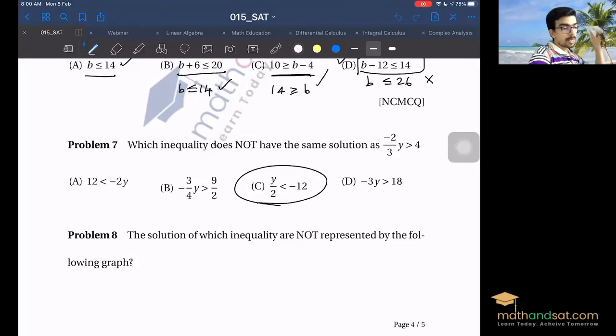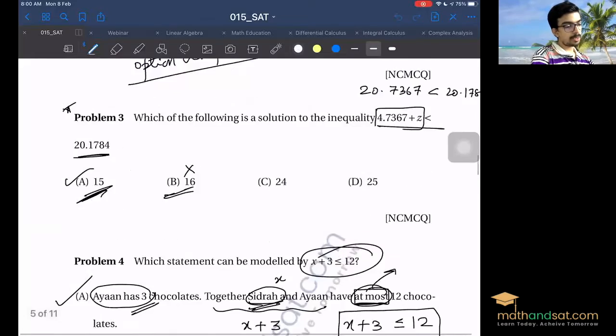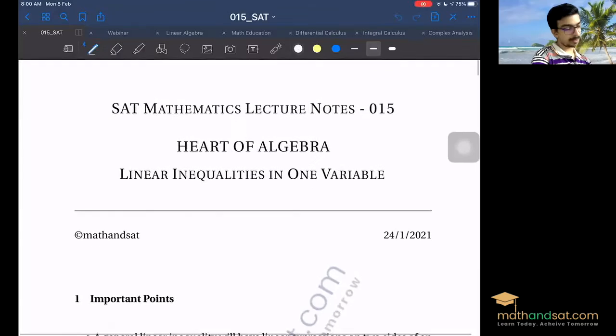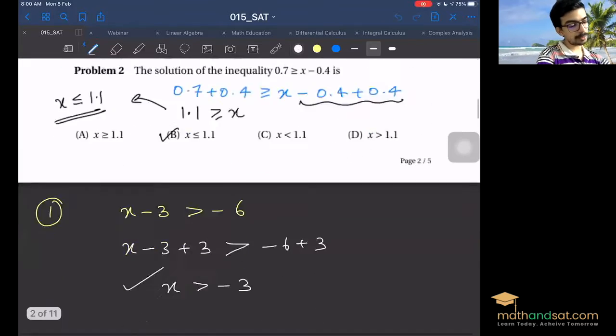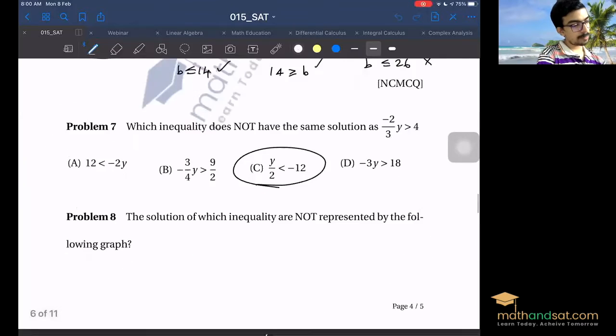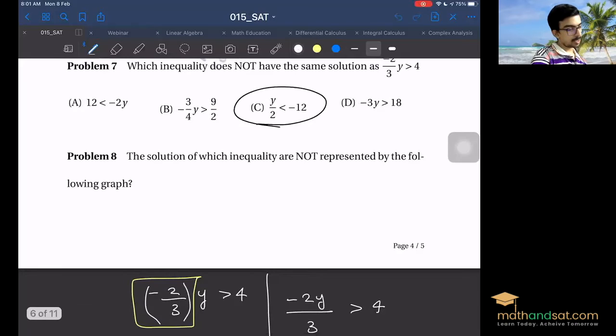So we started off with linear inequalities in one variable. We were discussing problem sheet number 15, and we are done till question number 7. So we have problem number 8. The solution of which inequality is not represented by the following graph?